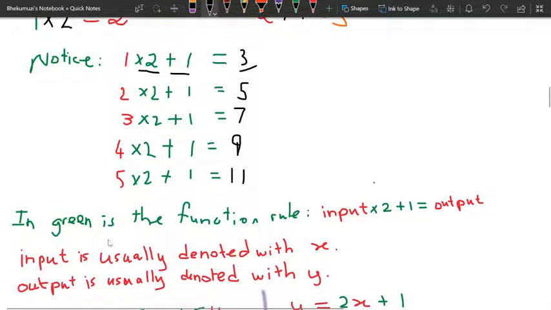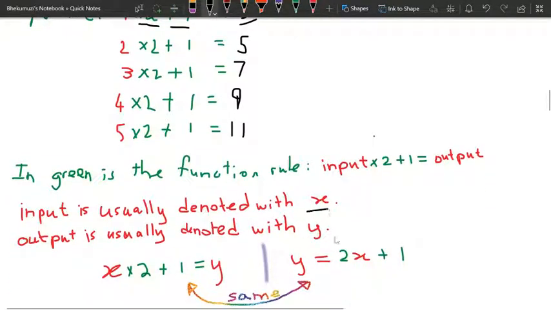So in green is the function rule, right? The green part is the function rule, meaning that we have an input and we're multiplying it by 2, and then we add 1, right? So any possible input, we multiply it by 2 and we add 1, and that gives us an output. But usually, as I had stated above, we like to denote it with X or Y, right?